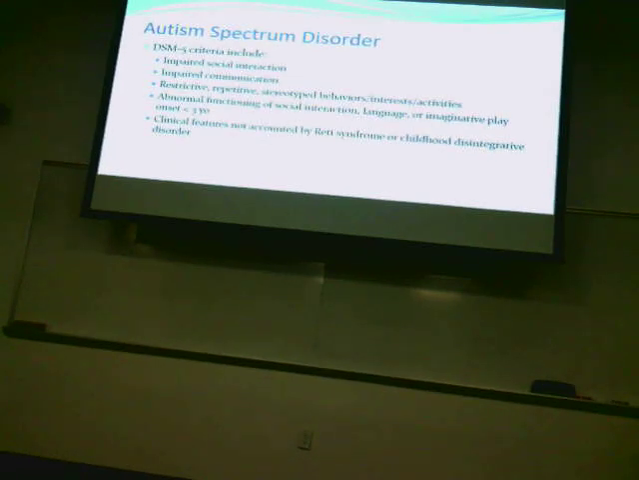All right, autism spectrum disorder. Our DSM-5 criteria for this includes impaired social interaction, impaired communication, restrictive or repetitious behaviors or interests or activities. So they can have abnormal function in social interaction, language, or imaginative play before the age of 3. And then to meet the criteria for ASD, these clinical features cannot be accounted for by Rett syndrome or childhood disintegrative disorder.